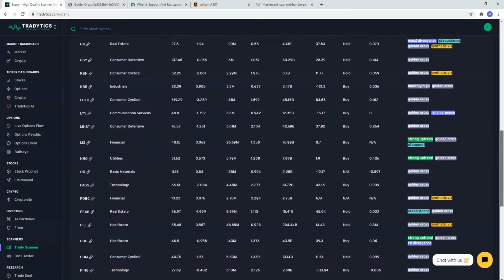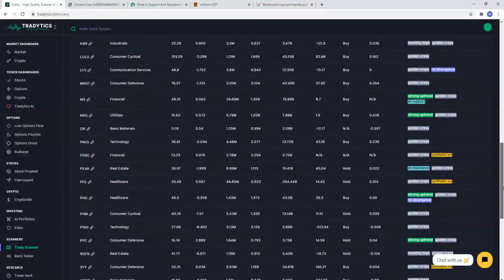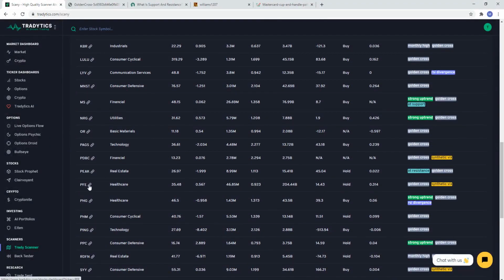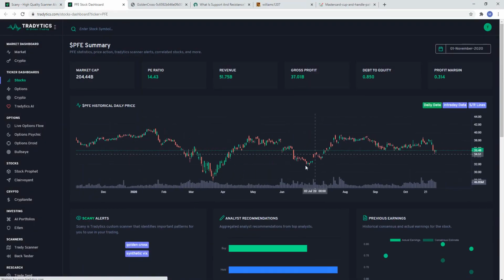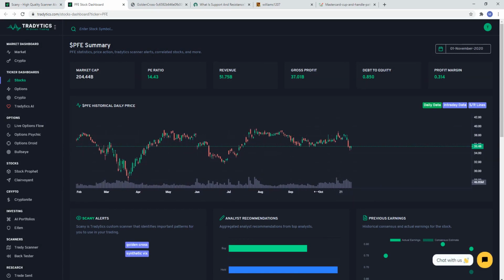There are only a handful of symbols at the time of this video where the 20 moving average crossed the 50 moving average in the last few trading days. Let us take a look at Pfizer stock that came out of this scanner. You can either simply click on the link icon right next to the stock or use your own charting softwares to analyze the charts. We will do both.